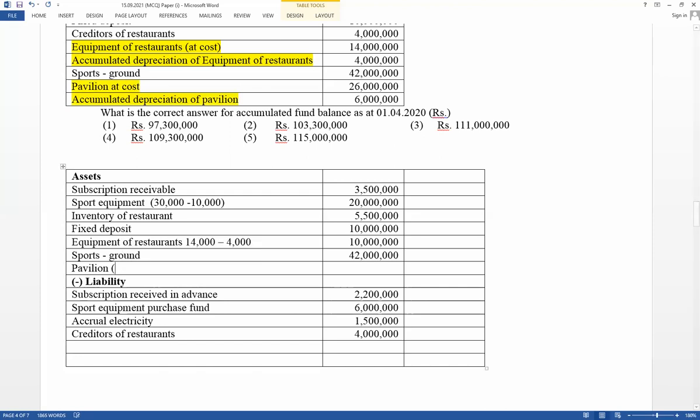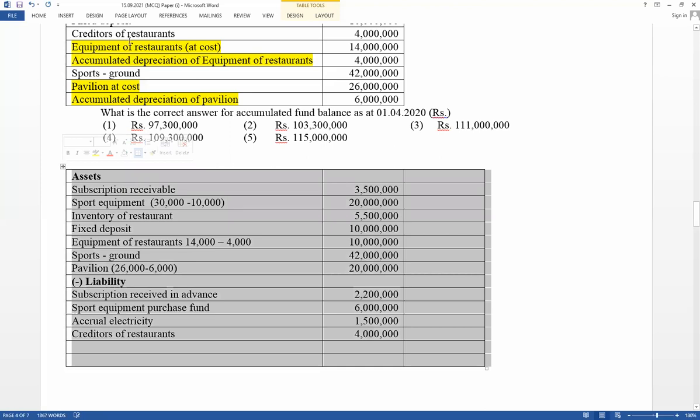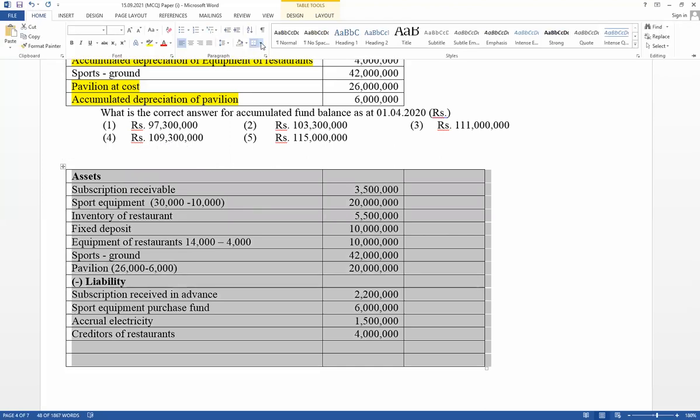The thing is the statement of financial affairs. You have to prepare a separate statement to calculate the accumulated fund. Only opening assets and liabilities should be included. Therefore, net book value should be recorded. Now take total assets minus total liability. That is the accumulated fund. Take the total value of assets and liability. Only the opening balance should be recorded.